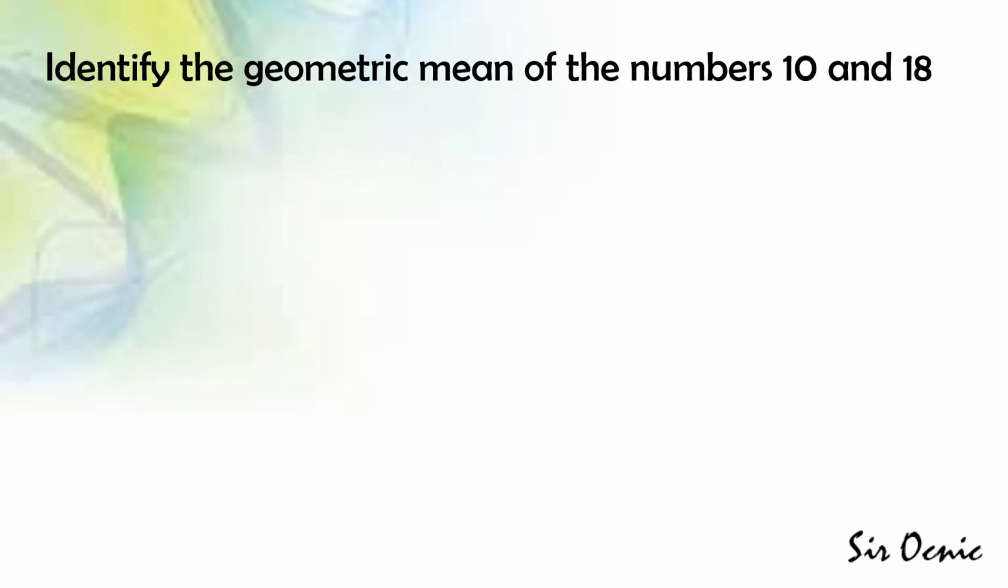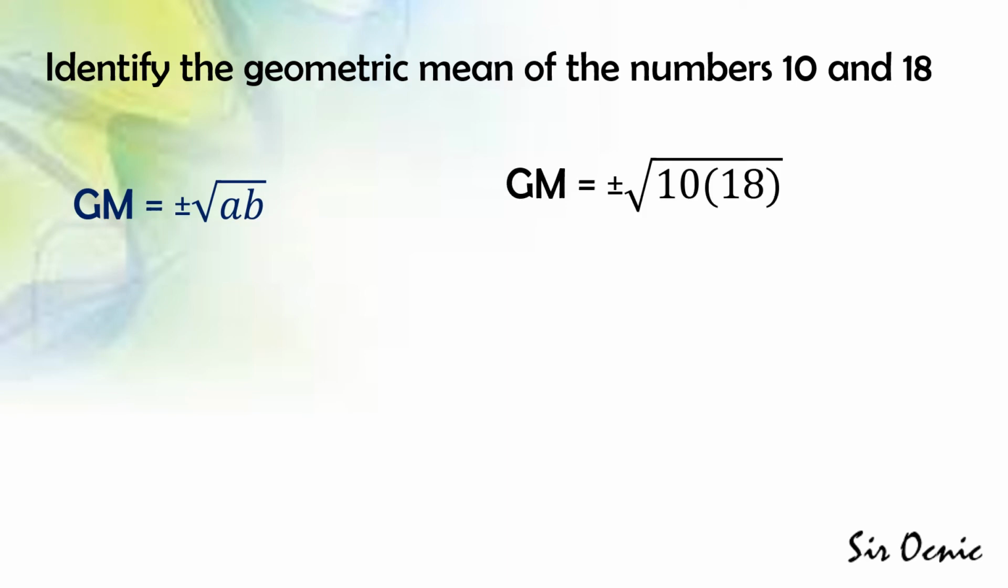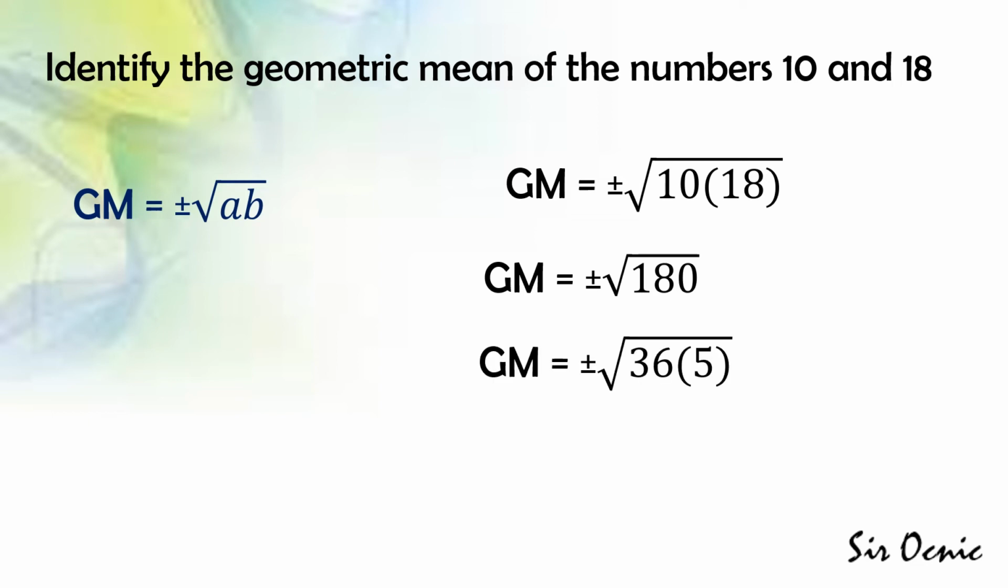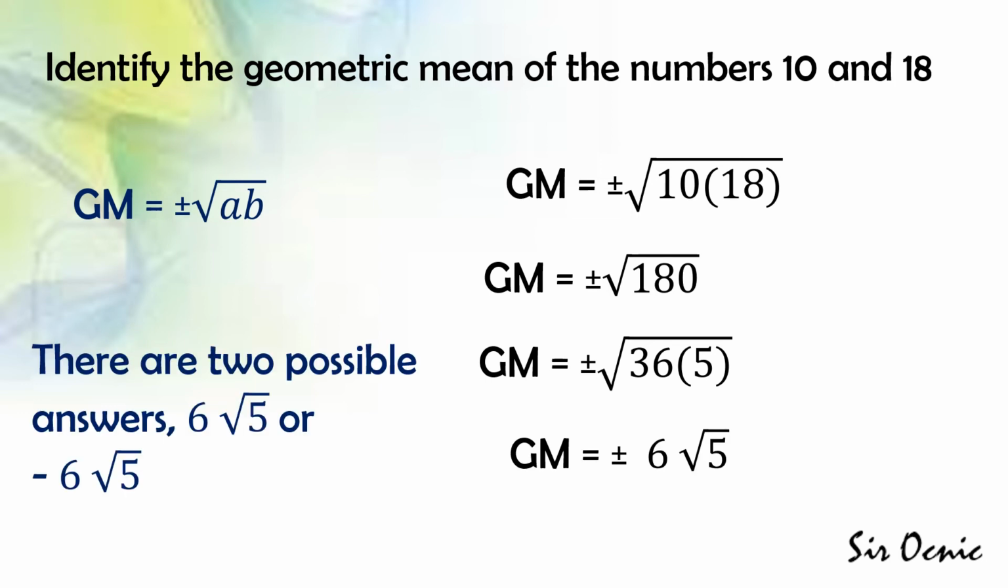Identify the geometric mean of the numbers 10 and 18. Using the formula positive negative square root of AB, we will then have positive negative square root of 10 times 18, or simply positive negative square root of 180. We may simplify the radical number by getting the factors of the radicand, which is equal to positive negative square root of 36 times 5. Simplify square root of 36, and that will be positive negative 6 square root of 5. Therefore, the two possible answers are 6 square root of 5 or negative 6 square root of 5.